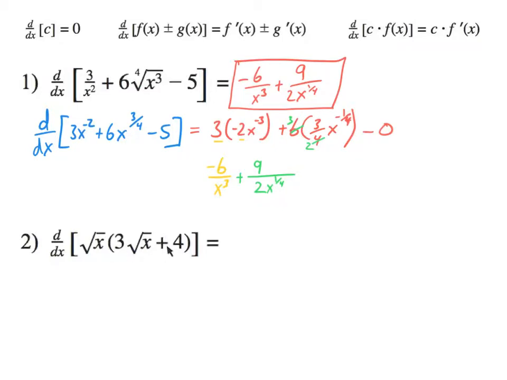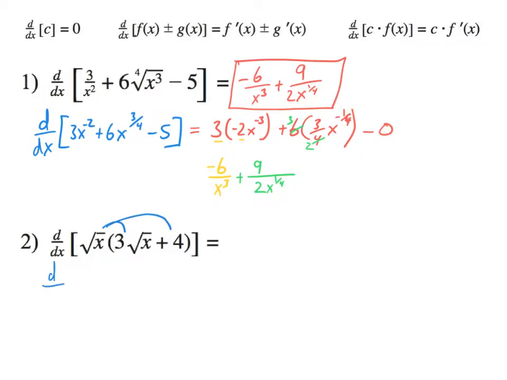So let's take the derivative of this one. Well, none of these properties talk about multiply. So what do we do when we have a multiply? Well, can't we just change its form and then apply these rules? Oh, yeah, we can change the form. What I mean by that is, can't we just distribute?